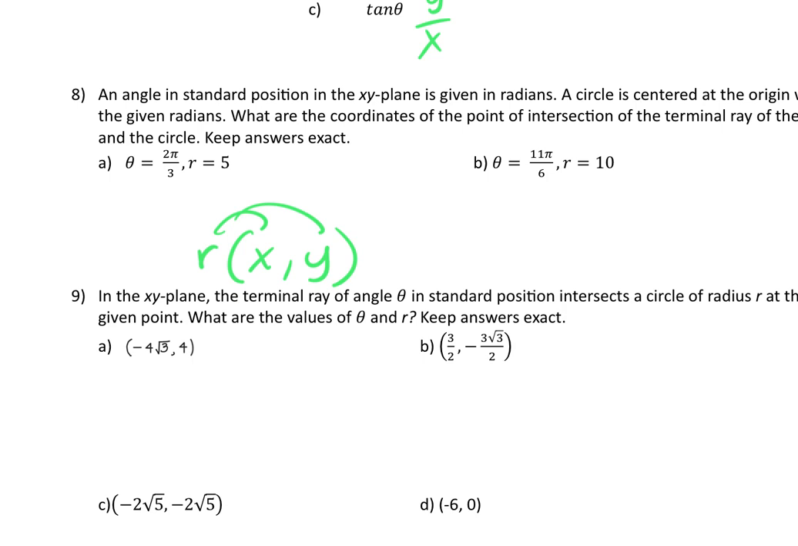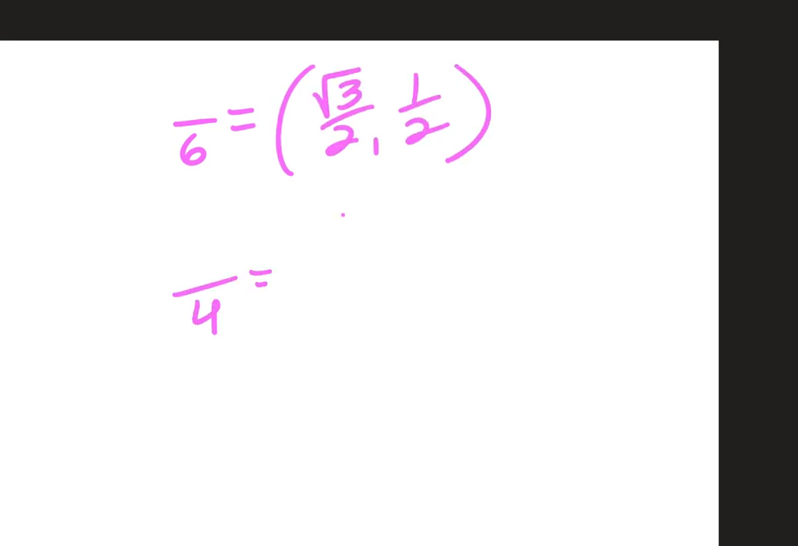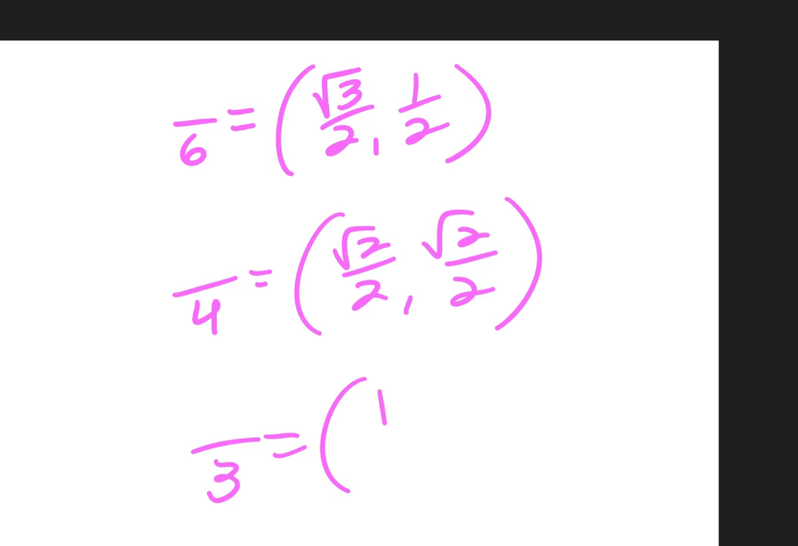You would need to know all your over 6s, all your over 4s, all your over 3s, all that stuff, right? So if you don't know them yet, you've got 24 hours to make sure they're ingrained in your brain. Every over 6 has a coordinate point. That's what? Root 3 over 2 and a half. Every over 4. Good. And every over 3.